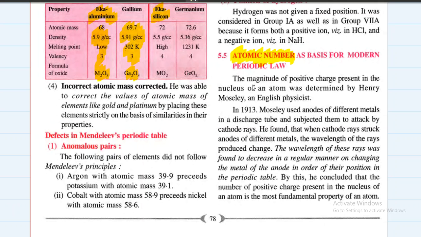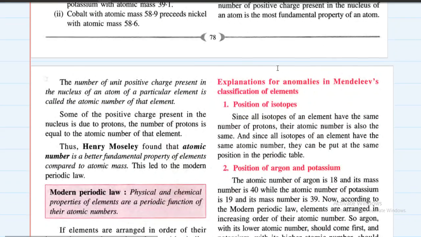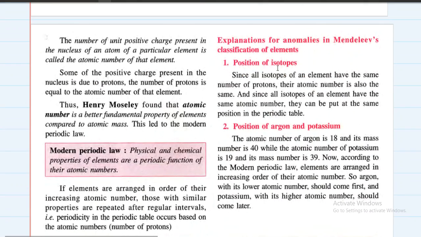By this, he concluded that the number of positive charges present in the nucleus of an atom is the most fundamental property of the atom. The number of unit positive charges present in the nucleus of an atom of a particular element is called the atomic number of that element, which is more fundamental than atomic mass, because two atoms of different elements can have the same atomic mass but can never have the same atomic number. So the number of unit positive charges or number of electrons present in any atom is always more fundamental.